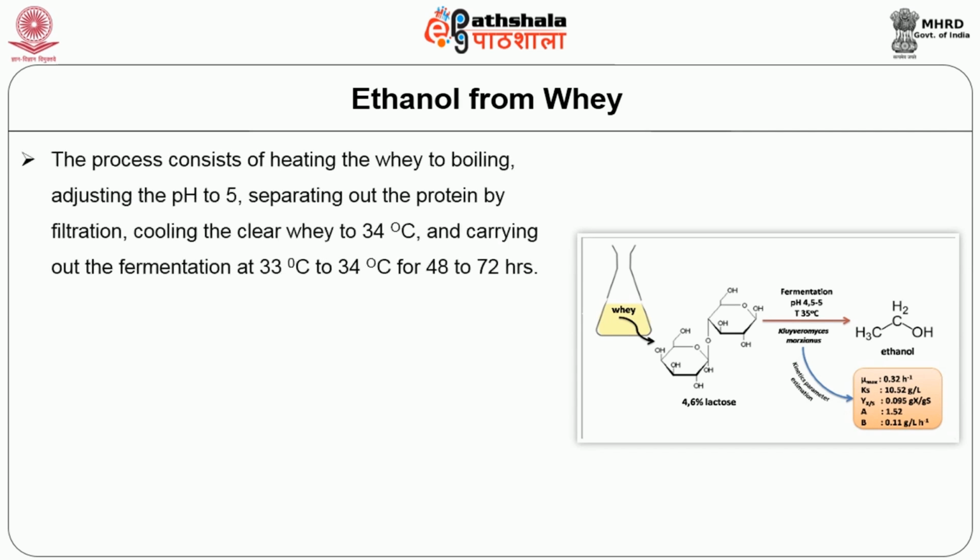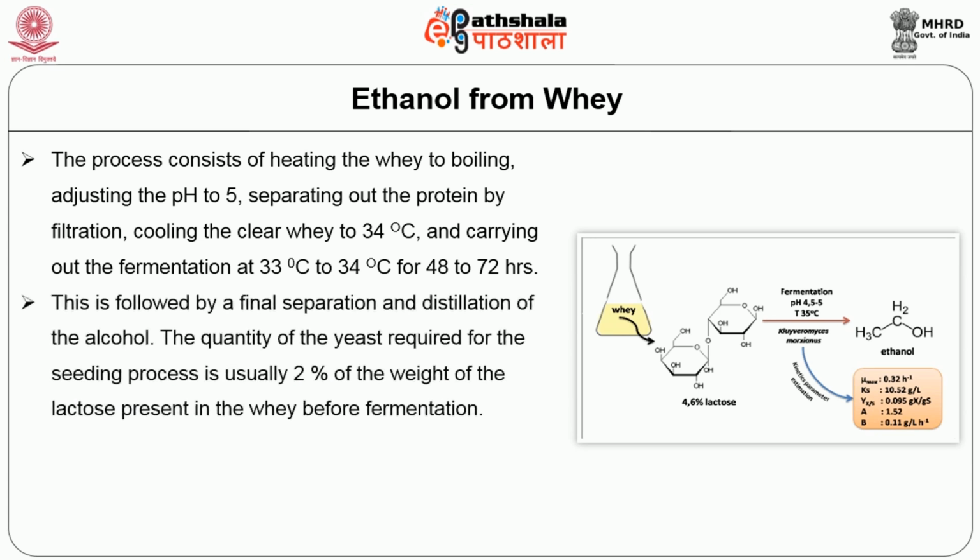The process consists of heating the whey to boiling, adjusting the pH to 5, separating out the protein by filtration, cooling the clear whey to 34 degrees centigrade, and carrying out the fermentation at 33 to 34 degrees centigrade for 48 to 70 hours. This is followed by a final separation and distillation of the alcohol.